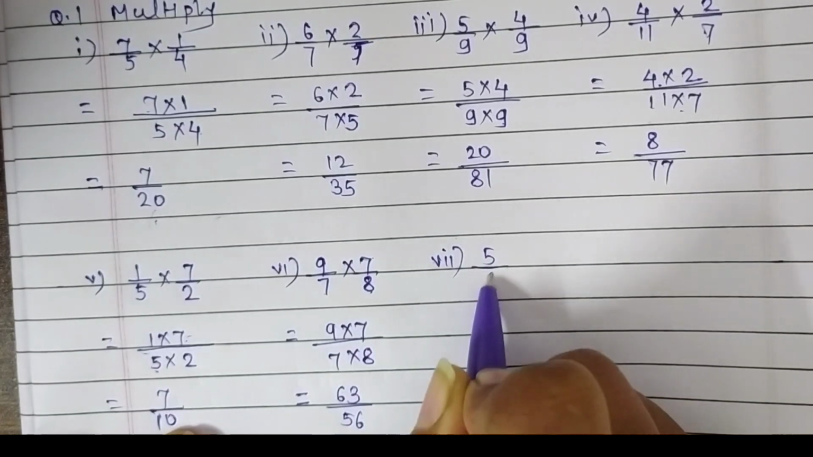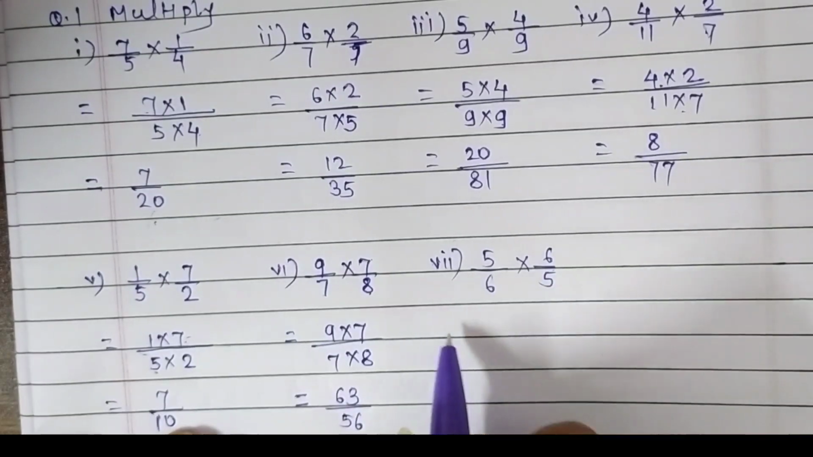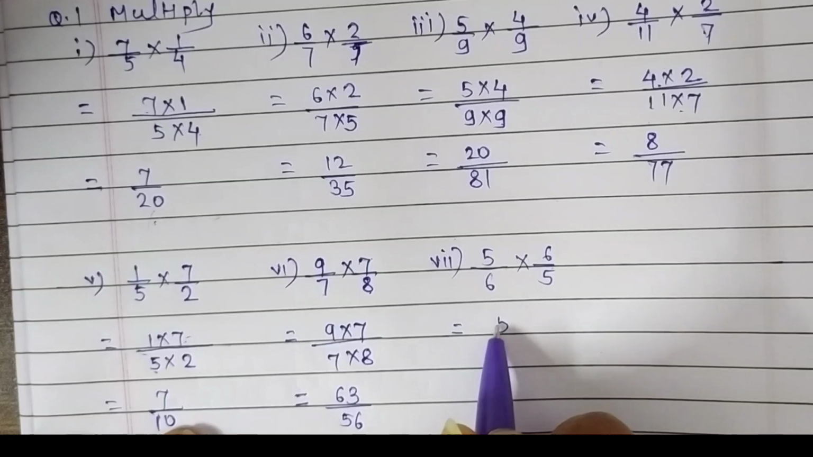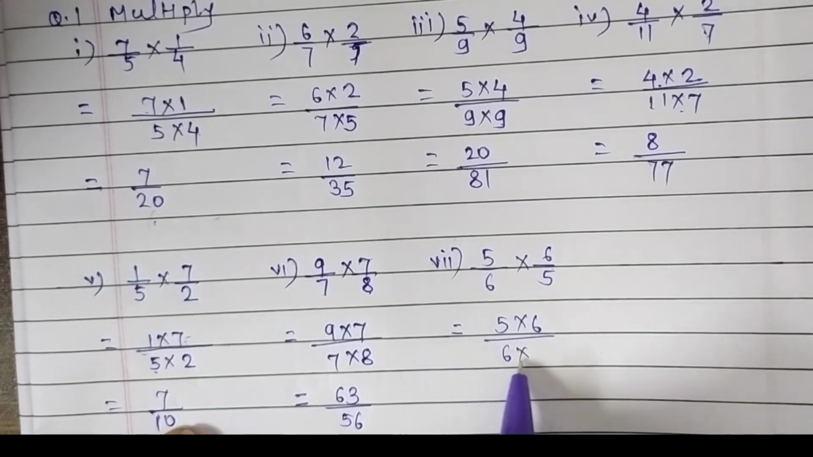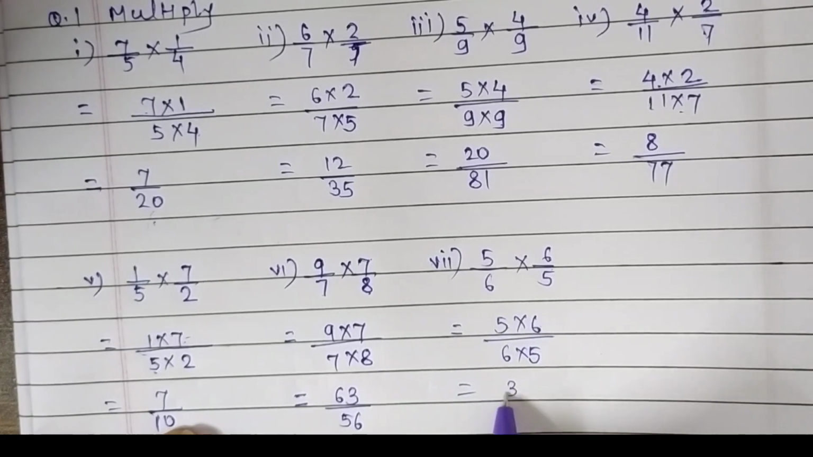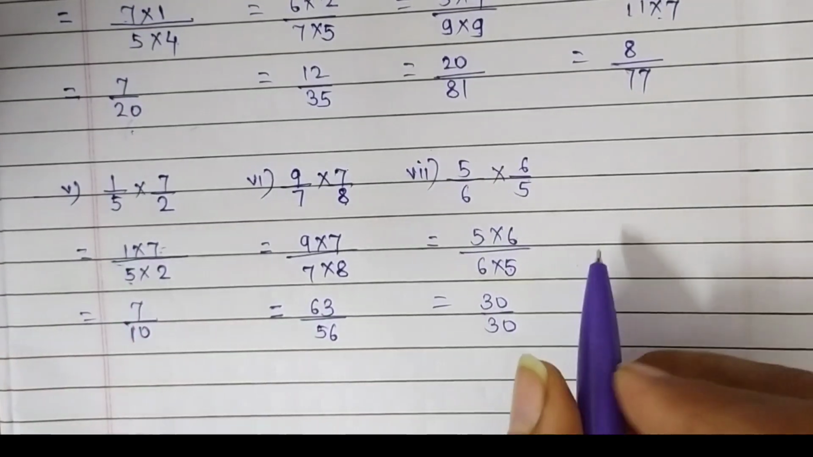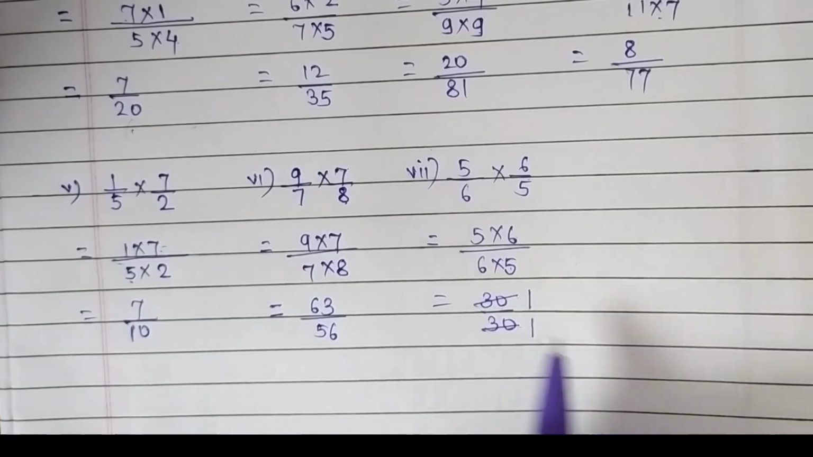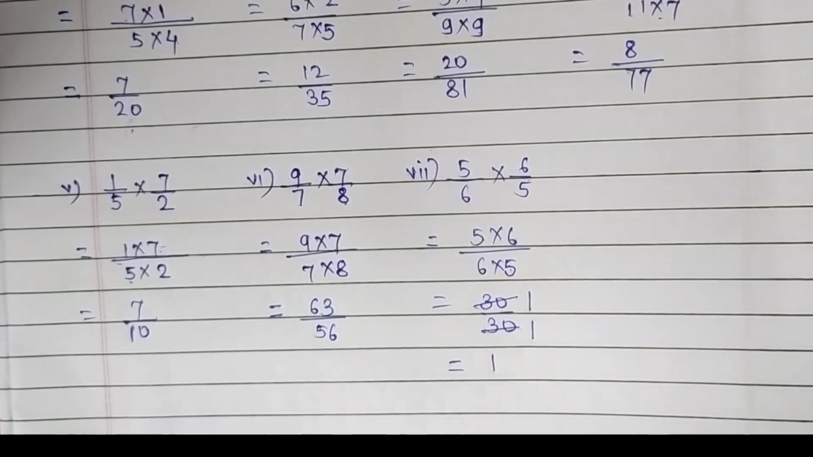5 upon 6 is the next question. Multiply by 6 upon 5. Look here, 5 multiplied by 6 and the denominator is 6 multiplied by 5. 5 6s are 30 and 6 5s are 30. We can divide them as 3 10s are 30 and 3 10s are 30. So 1 is the answer here.